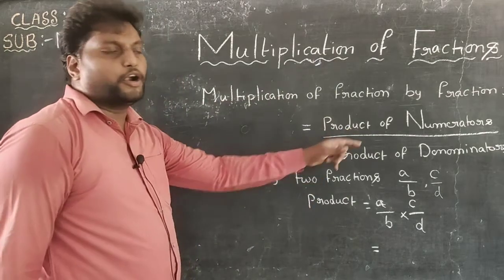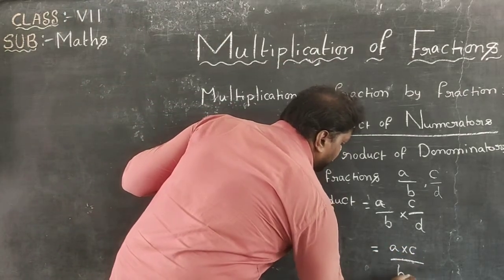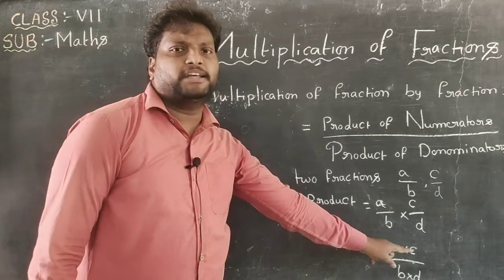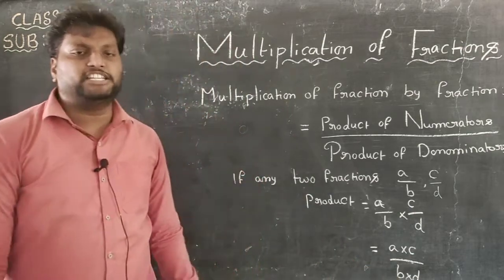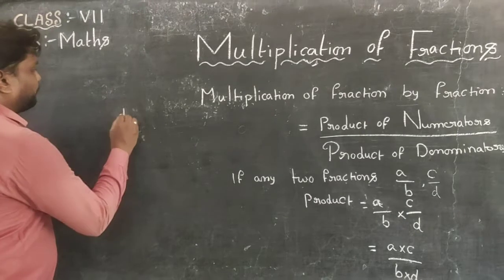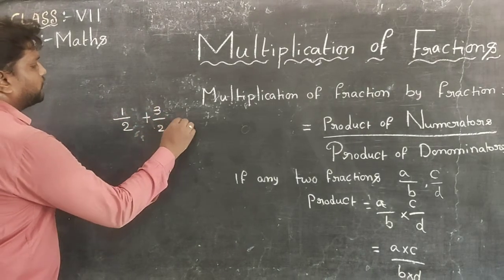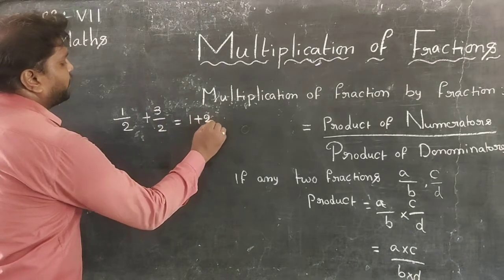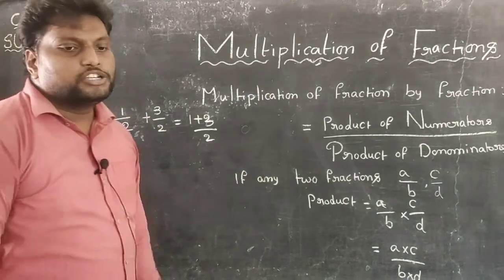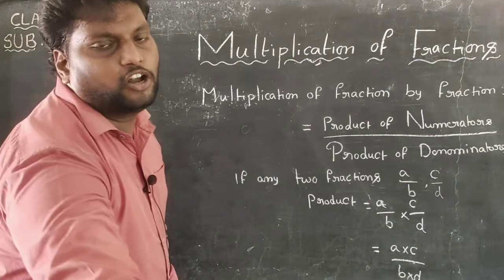According to this rule, the product of numerators means a into c by b into d. We should multiply the numerators with numerator and denominator with denominator. Actually, in addition, if they are two like fractions, for example 1 by 2 plus 3 by 2, then we have to add the two numerators and take the common denominator. But in a product we should multiply numerator with numerator separately and denominator with denominator separately.